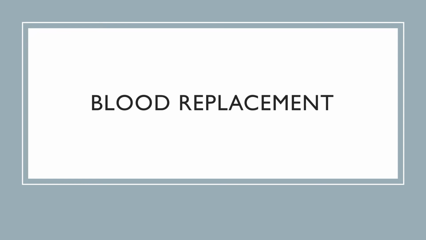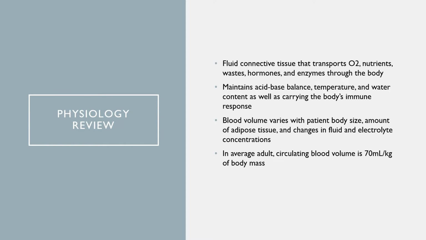All right, so we'll talk about some blood replacement here, and a little bit of physiology review to start off. As we know, blood is a fluid connective tissue. It transports oxygen, nutrients, wastes, hormones, and enzymes throughout the body. It does maintain our acid-base balance, temperature, and water content, as well as carrying the body's immune response. So our blood's doing a lot. Blood volume varies with patient body size, the amount of adipose tissue, and changes in fluid and electrolyte concentrations. However, in the average adult, the circulating blood volume is about 70 milliliters per kilogram of body mass.